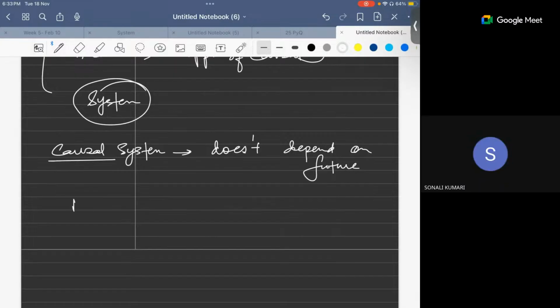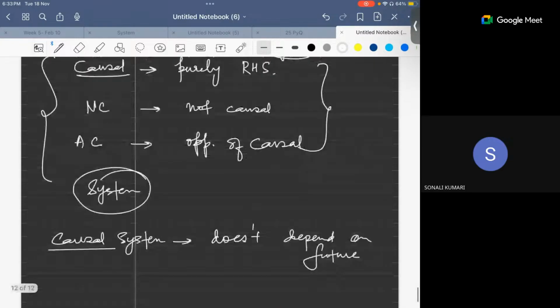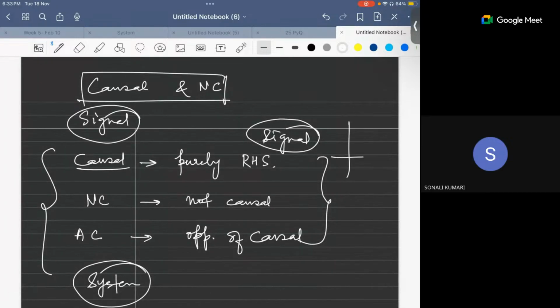Excuse me, sir, what does it mean here, the purely right-handed side? Purely right-hand side is, for example, a u(t) function, u(t) signal. It's just right-hand, so only defined for t greater than or equal to 0. Those are the causal signals, not systems. So causal signals are those signals which are just defined for t greater than 0, right-handed signals, that you call them.